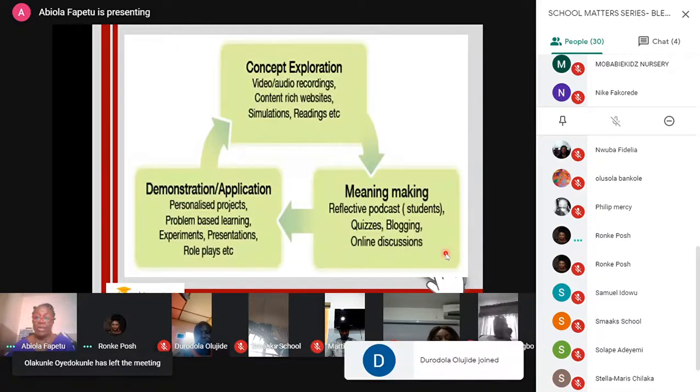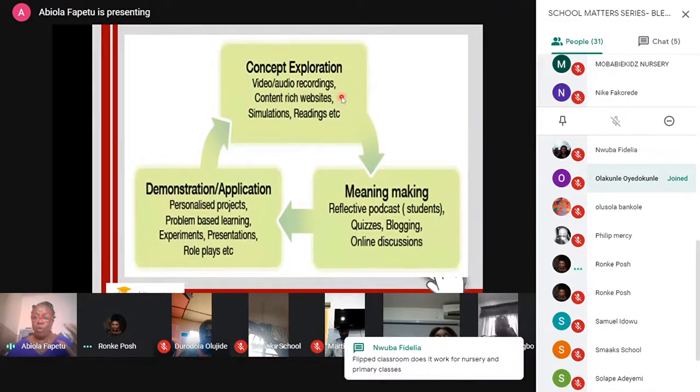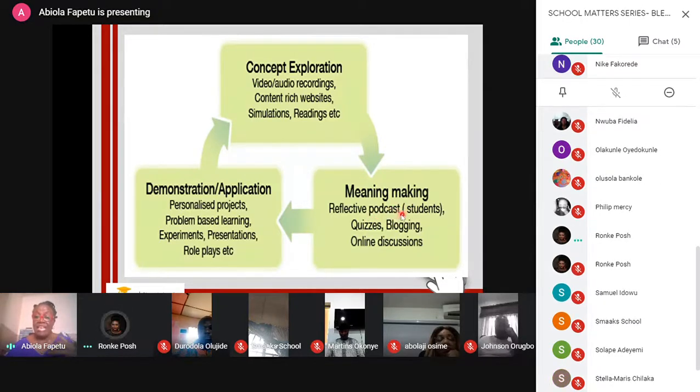Now, basically, what I've described is the content exploration from videos and recordings, content-rich websites, simulations and readings, and then they make meaning of the material by creating a student reflective podcast, or you can have them in class reflecting on the material that they have read.